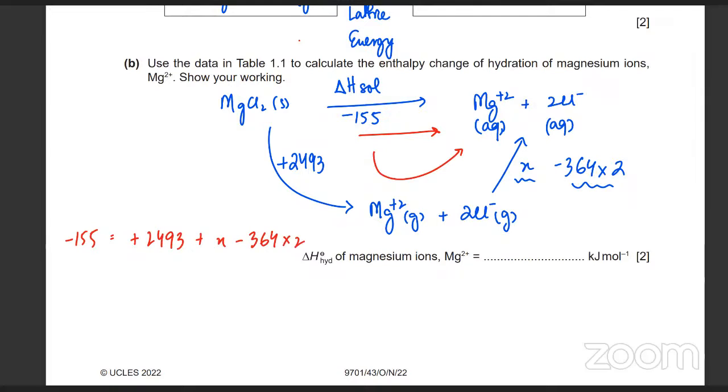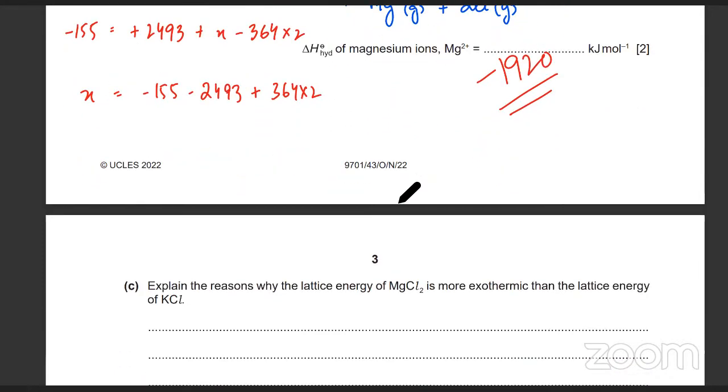So find out what X is. X is going to be minus 155 minus 2493 plus 364 times 2. So what are you getting? Minus 1920. So you're getting minus 1920 kilojoules per mole.